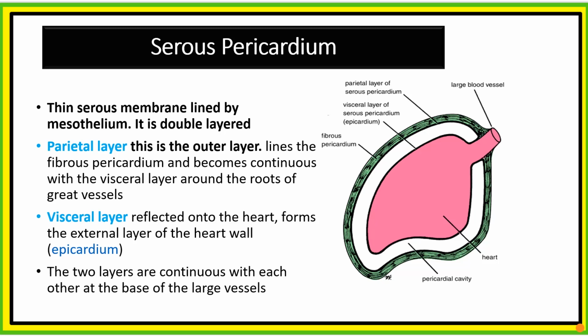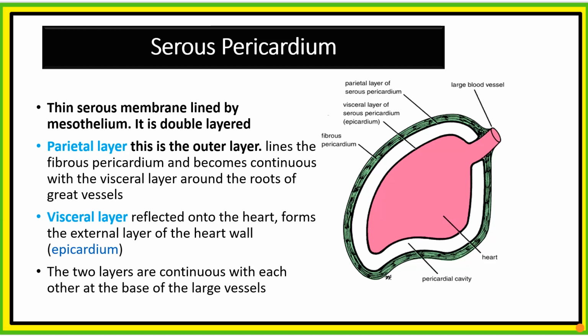We had earlier said it is double layered, and we noted that the two layers are the outer parietal layer, which is the outer layer, and then the inner visceral layer. Now, the outer parietal layer will line the fibrous pericardium and will become continuous with the several layers around the roots of the great vessels, while the inner visceral layer will be reflected on the heart and will form the external layer of the heart wall, which is called the epicardium.